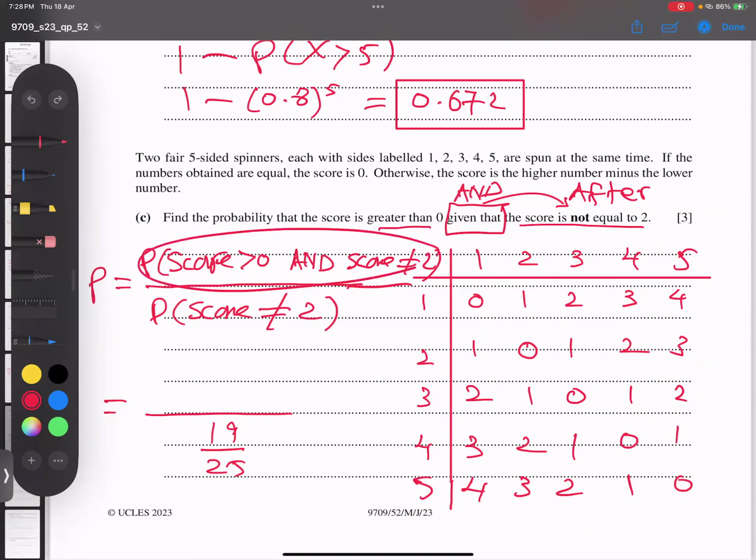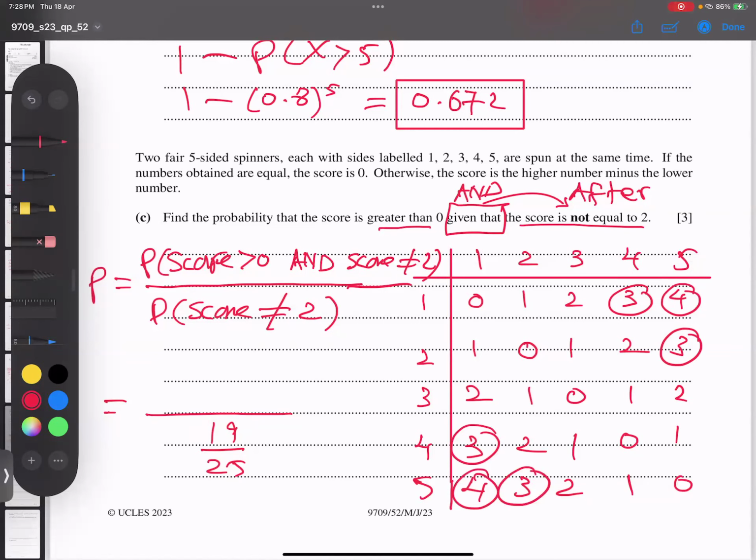Now, students, I read the statement: score is bigger than 0 and not equal to 2. Let's count. Let me put circles. Let me recheck what he's saying: bigger than 0, sorry, bigger than 0 and not equal to 2. Bigger than 0 and not equal to 2.